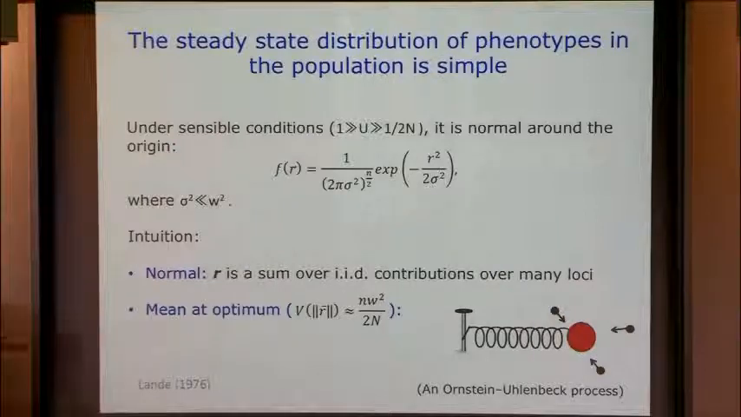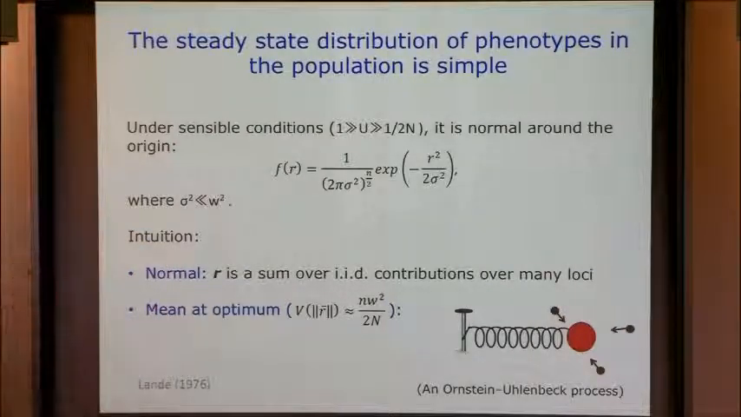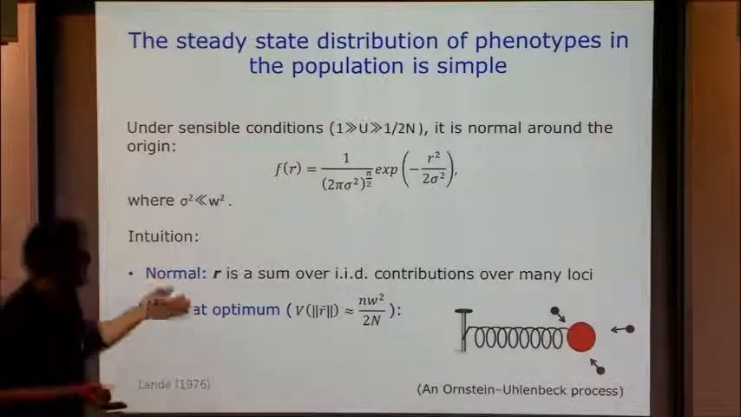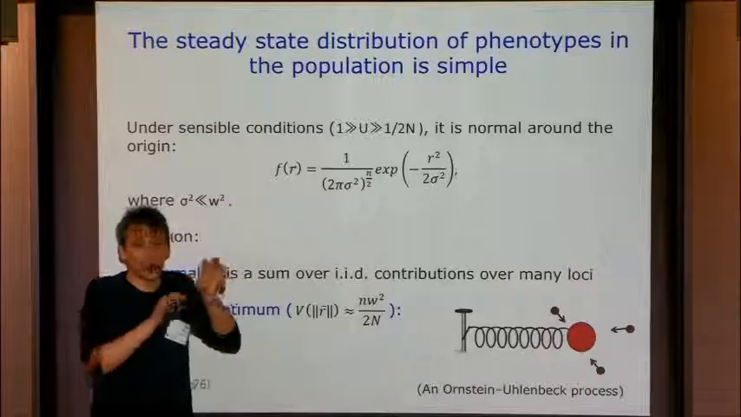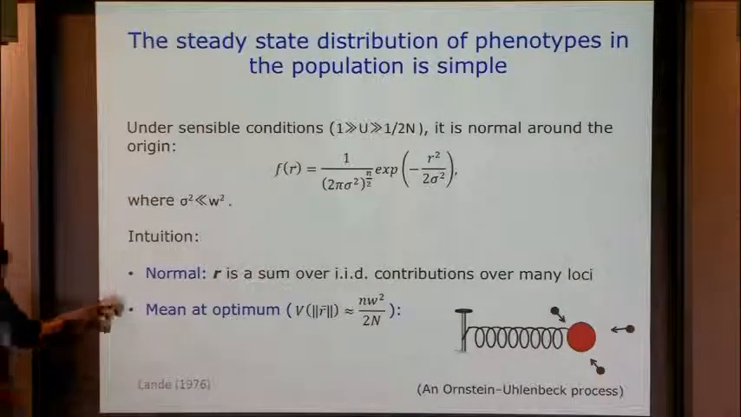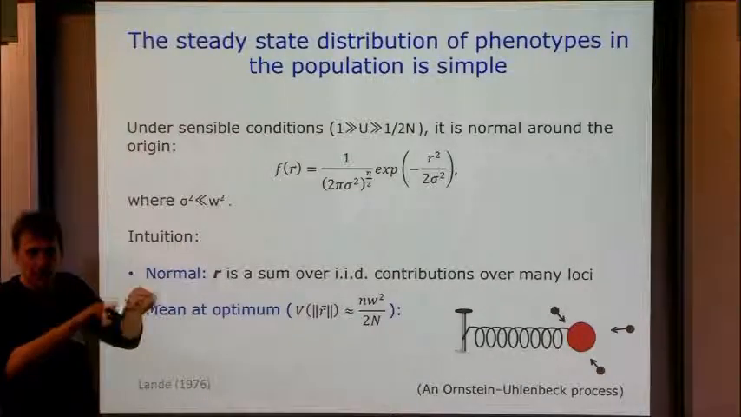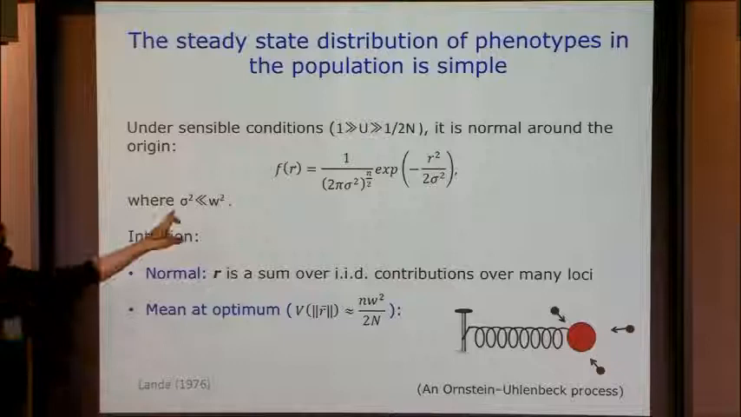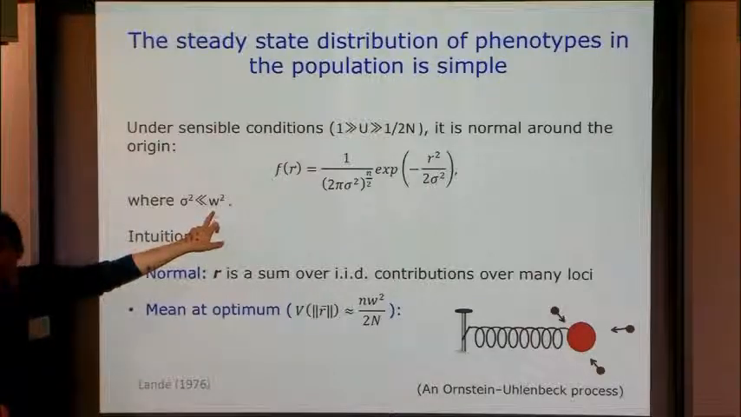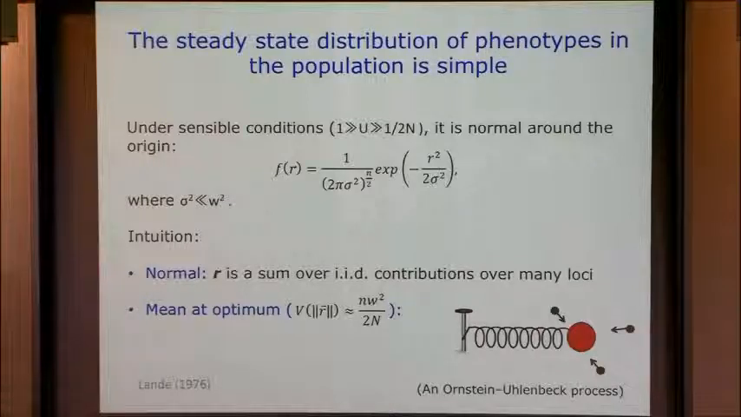So under these conditions, it turns out that if we look at the distribution of phenotypes in the population at steady state, then that's described by a tight normal distribution around the optimum. Okay? Specifically, the variance of that distribution is much smaller than the selection coefficient. And why is this the case? Just to give you a simple intuition.